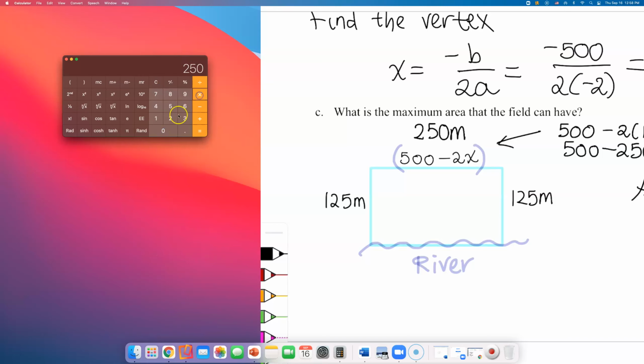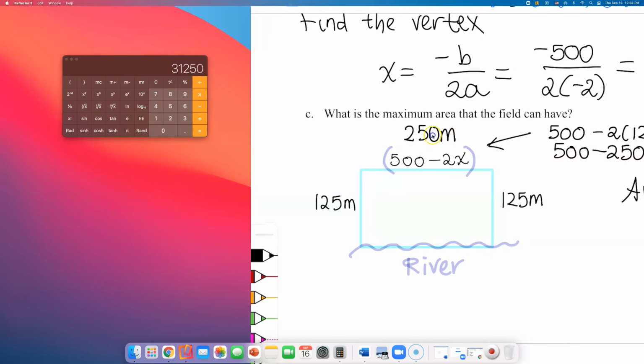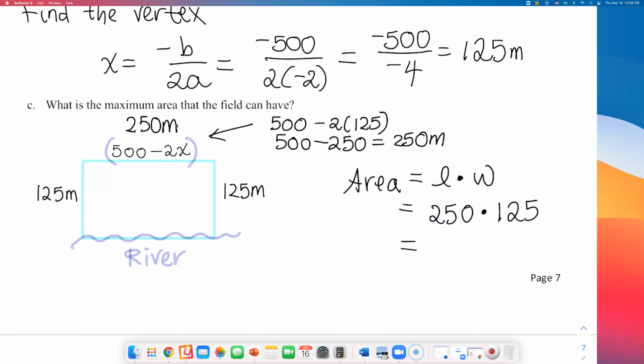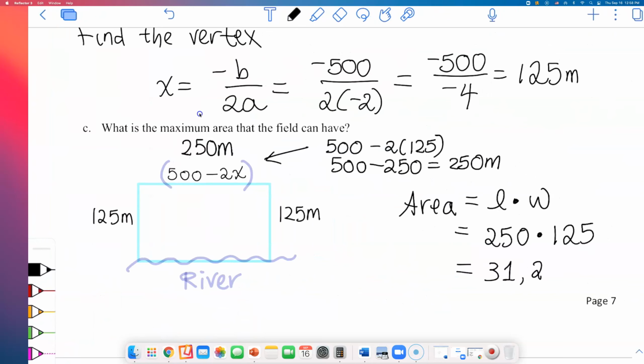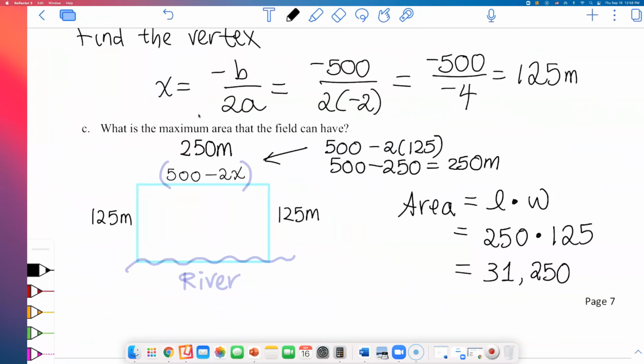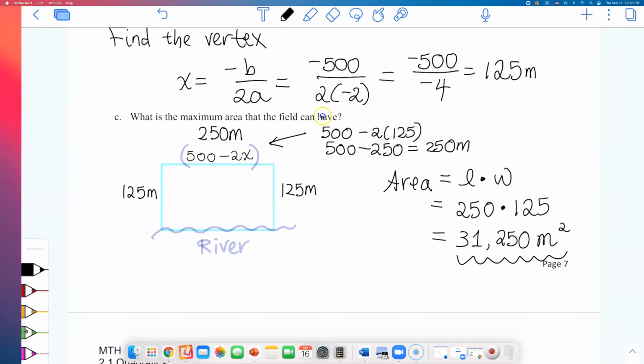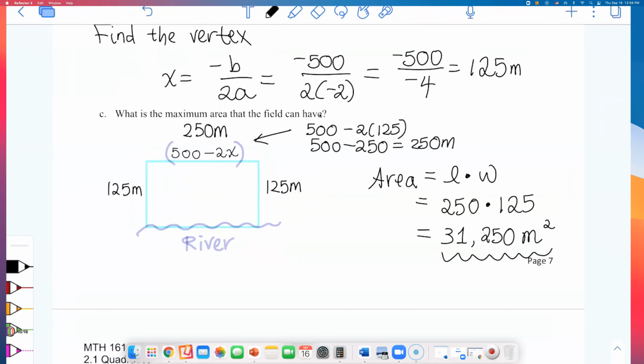250 times 125, the area comes out to be, wow, that's a big field. 31,250 square meters. So that is the biggest area Muhammad can build his rectangular field along the riverside, okay?